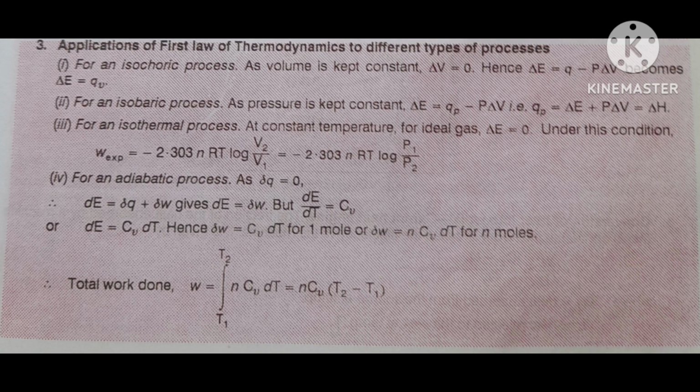Okay. Then this I have discussed. We can say these are all applications of the first law of thermodynamics to different types of processes.